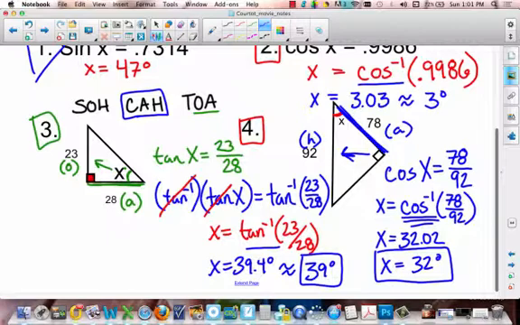Okay, so good luck, and I'd like you to do numbers 19 through 30 in your VTAM book.